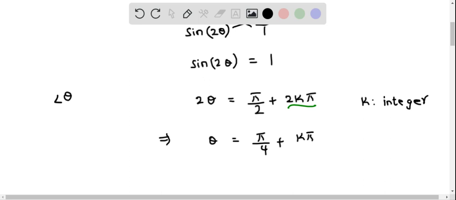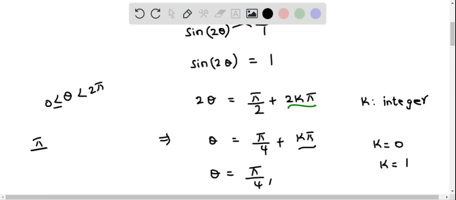Since we are told that theta ranges from 0 to less than 2 pi, we will have to find all values of theta. Let's suppose if we plug in k equal to 0, we get the value of theta equals pi by 4 plus 0. So we get one of the values of theta as pi by 4. And let's also plug in k equal to 1. And when we do that, we get pi by 4 plus k times pi, which is 1 times pi is pi.